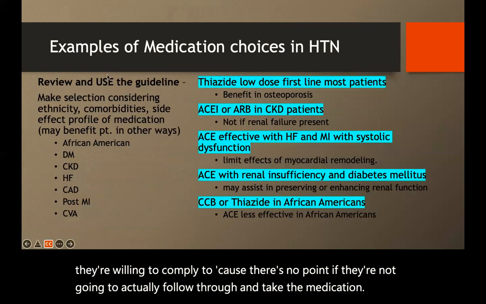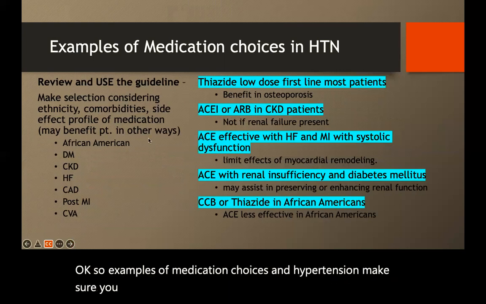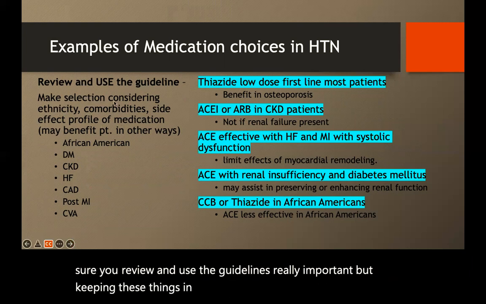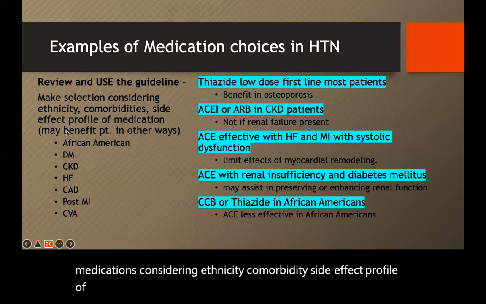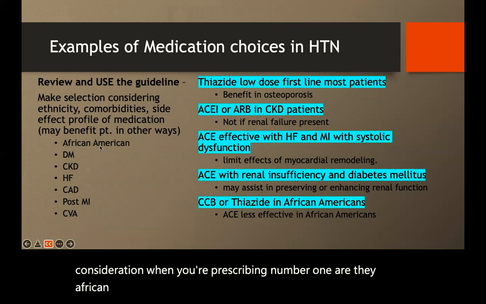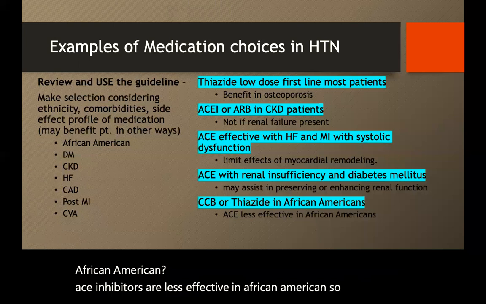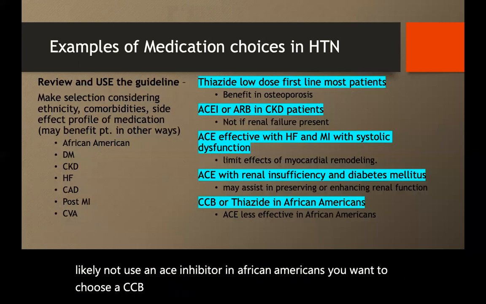Okay, so examples of medication choices in hypertension. Make sure you review and use the JNC guidelines. Really important. But keeping these things in mind, you want to make selections on your medications considering ethnicity, comorbidities, side effect profile of medications. So here are some things you need to take into consideration when you're prescribing. Number one, are they African American? Okay. ACE inhibitors are less effective in African Americans. So you likely don't want to use an ACE inhibitor in African Americans. You want to choose a CCB or a thiazide in an African American.